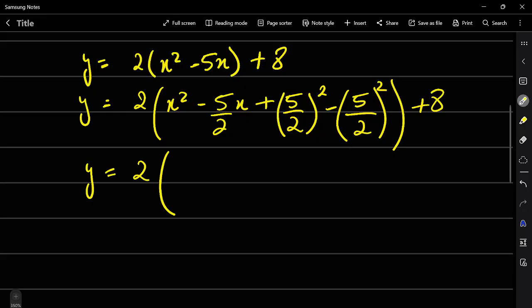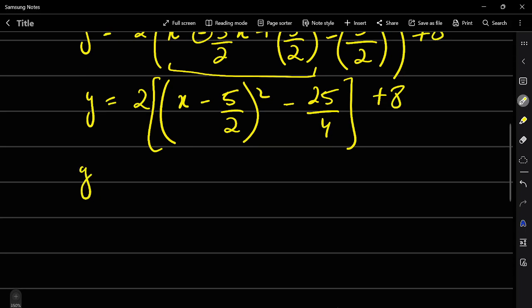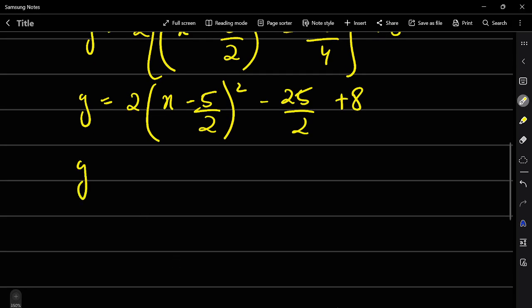So here I'm going to be taking the first three terms and this sign over here. So here I get x minus 5 upon 2 whole squared, and we're left with this. This is going to give us 25 upon 4 minus 25 upon 4. You now multiply 2 by the whole bracket. So the first term is going to be something like this, and then 25 upon 2 plus 8. Your final answer is going to be minus 4.5, which gives us minus 9.2.